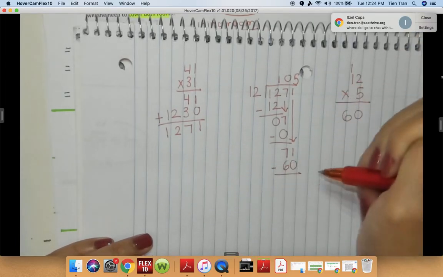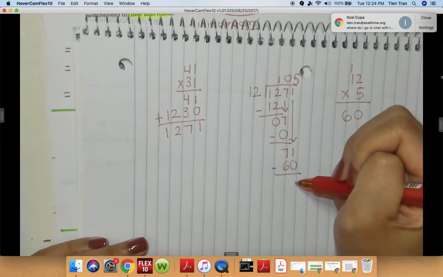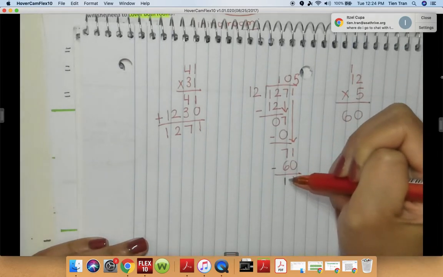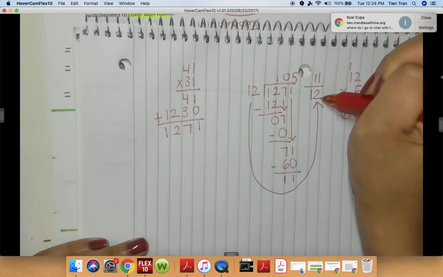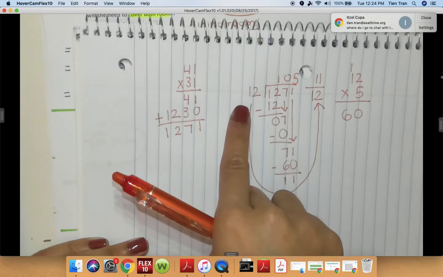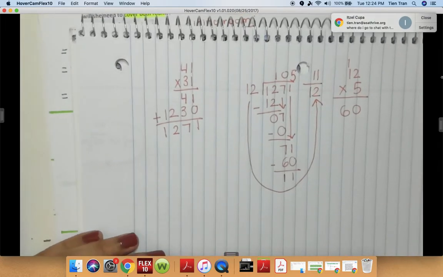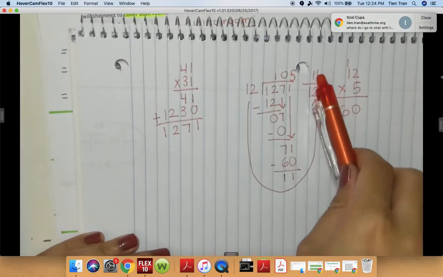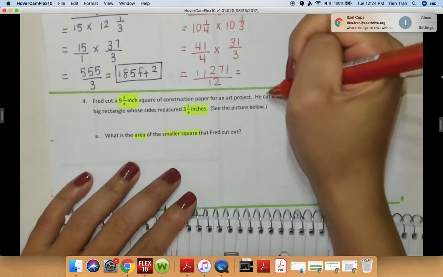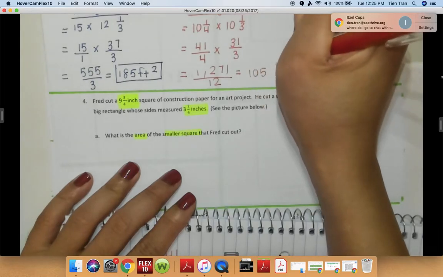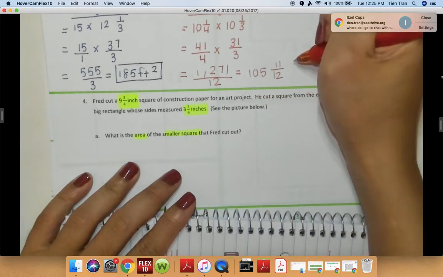Just so you guys can see that, I'm going to subtract. 1 minus 0 is 1. 7 minus 6 is 1. So my remainder is 11. And my denominator is 12. Your remainder will never be more than your denominator. Okay? Just so you know. So I have 105 and 11 twelfths. I'm going to write that down. 105 and 11/12 feet squared.